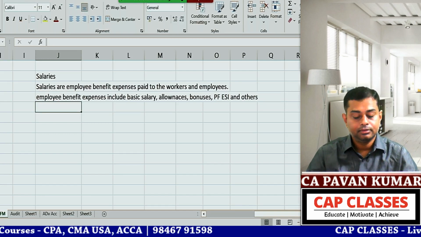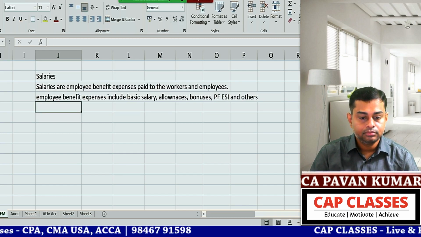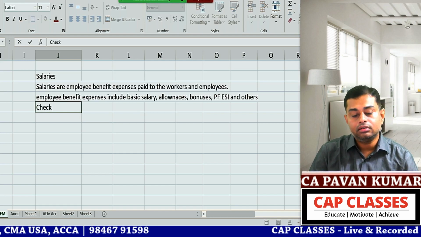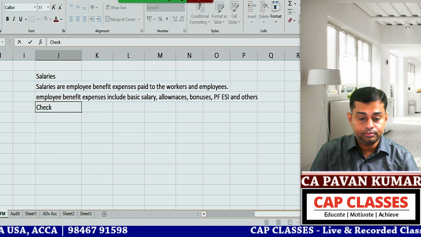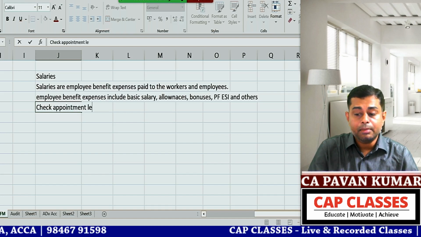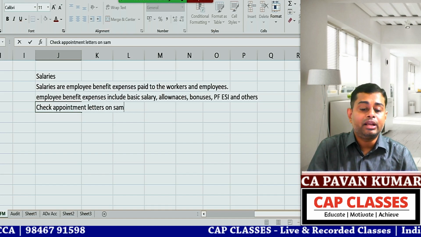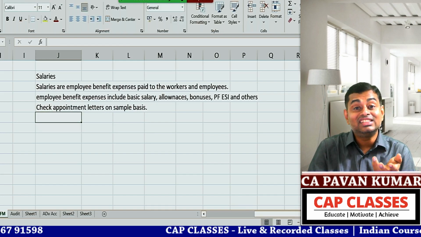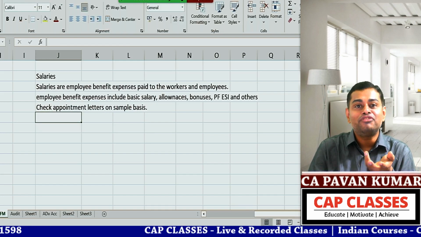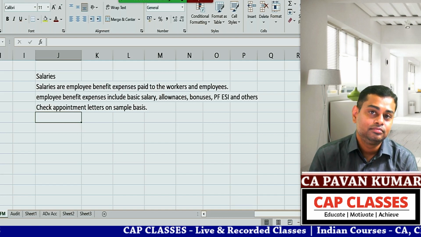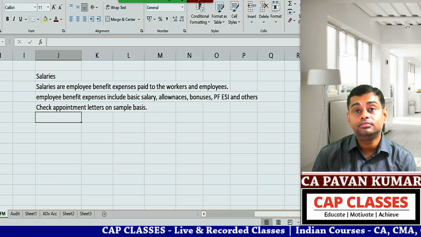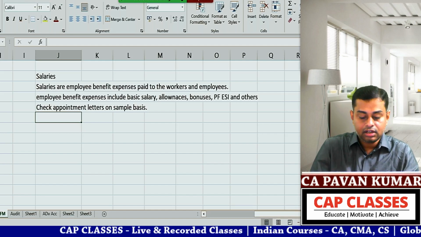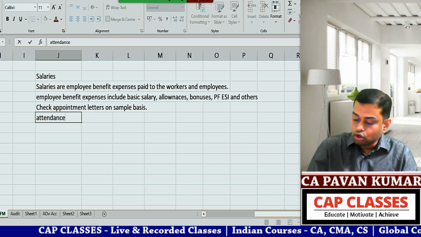Then check the agreement with the employees regarding how much salary they are being paid. Check appointment letters on sample basis. So whether this employee is a real employee or a fictitious employee, you need to verify that also. Check the attendance, muster roll. Attendance, muster roll, yes.